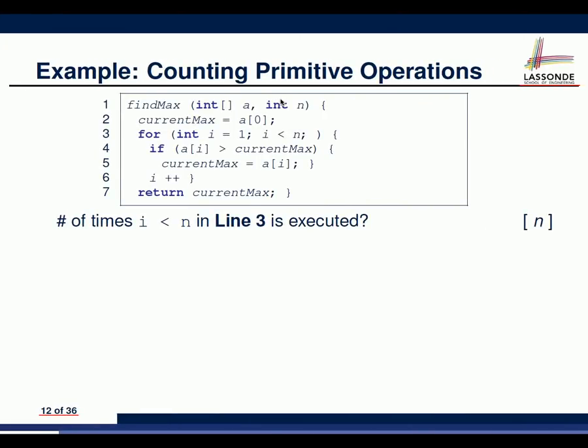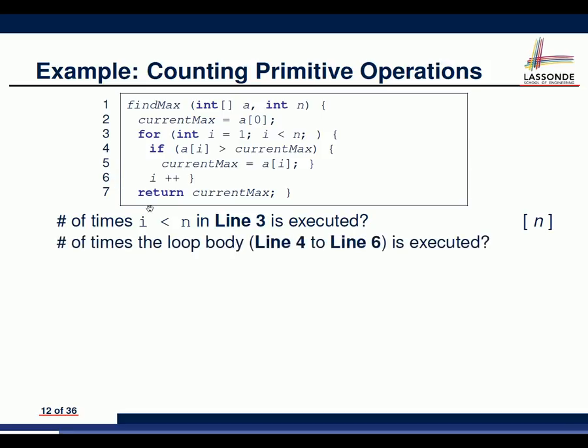And second question, have a look at the body of the loop which contains the if statements from line 4 to line number 6. How many times is it going to be executed? N minus 1 in this case, right? Because we know the last one of the n checks will give you false. So that means for that one, we don't even go to the loop. So it's going to be n minus 1.